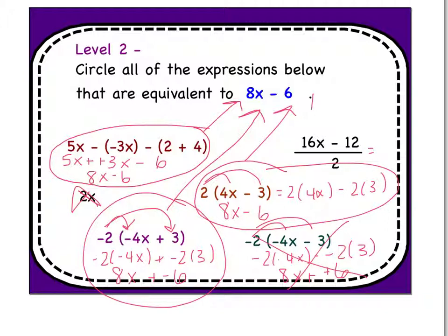Over here, remember the other day I said we could simplify fractions? We could say that meant 16x over 2 minus 12 over 2. You can break it up into 2 separate parts. 16x over 2 is 8x, minus 12 over 2 is 6. So this one is also equivalent.